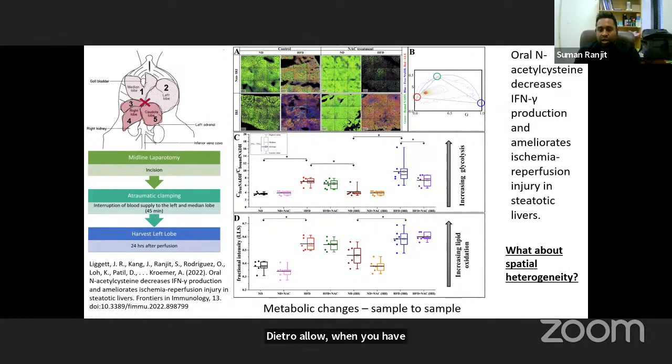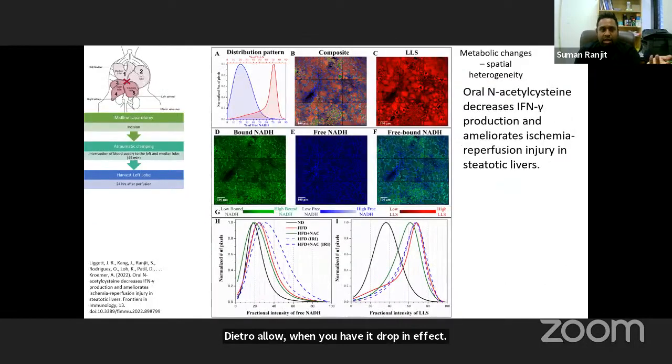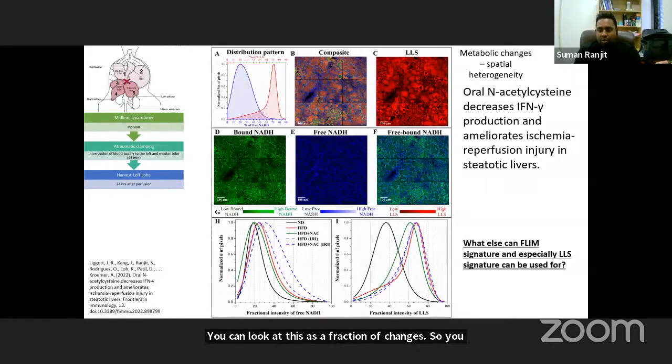So FLIM also allows us to look at spatial heterogeneity. So you can actually map out the long lifetime. You can create a map of the free to bound NADH. You can look at this as a fraction of changes, looking at it from a heterogeneity perspective.